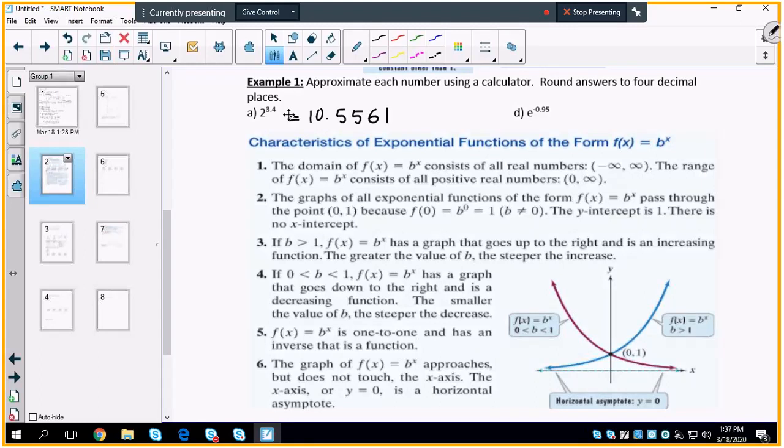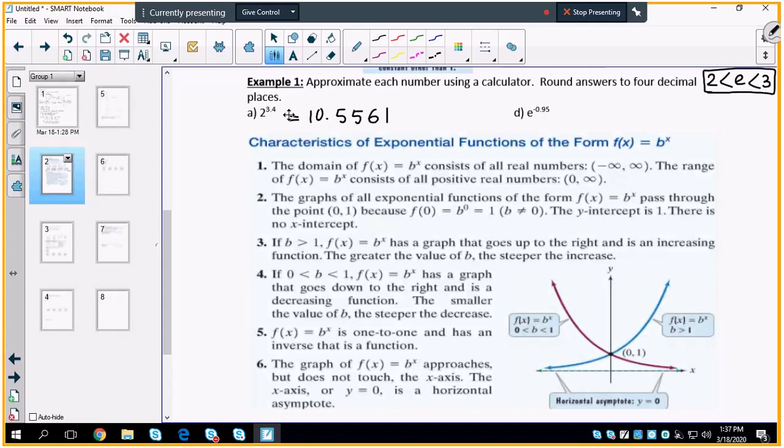e is a special base. What is e? e is an irrational number which lies between 2 and 3, and no one knows the exact value of e. But this special base is actually going to be extremely important for us. And your calculator has the capacity to find any power for the base e. So we're going to do that.